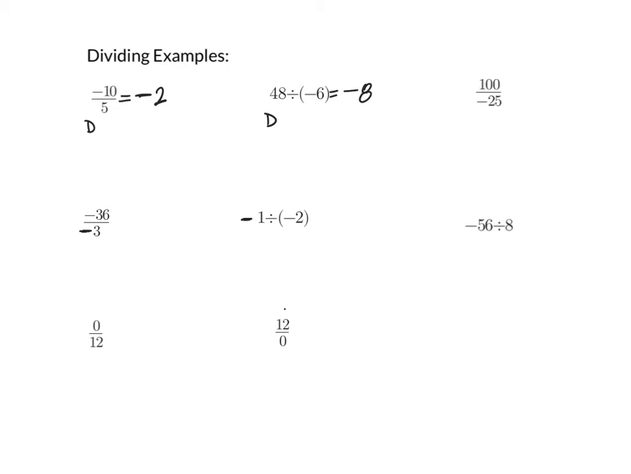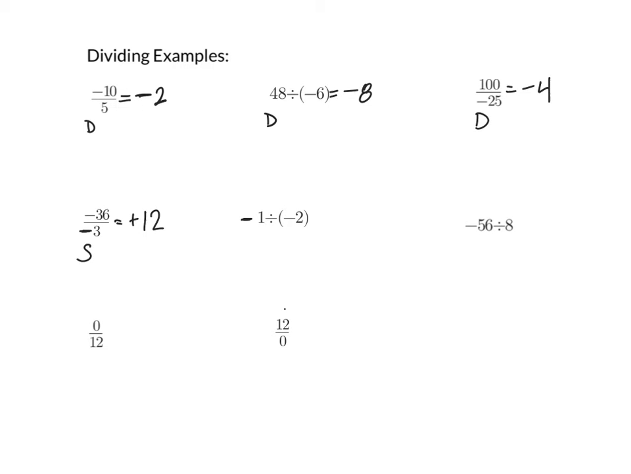And then 100 divided by negative 25. Same sign or different signs? Different signs. Different signs means the answer is negative. 100 divided by 25 is 4. Negative 36 divided by negative 3. Same sign or different sign? Well, in this case now we have the same sign. So that means my answer is positive, and 36 divided by 3 is 12.